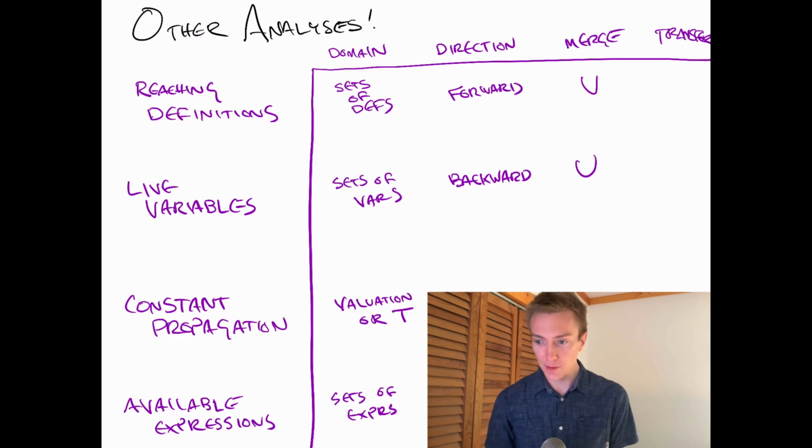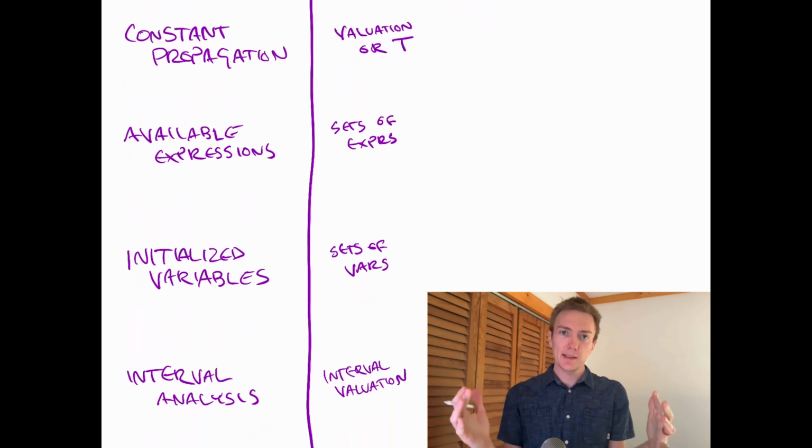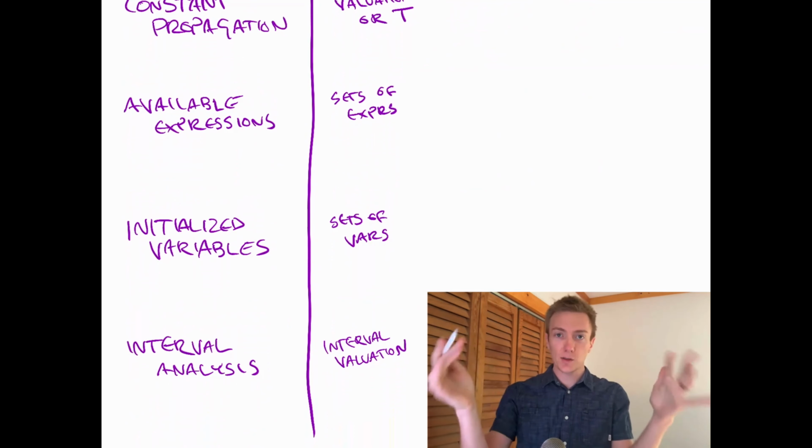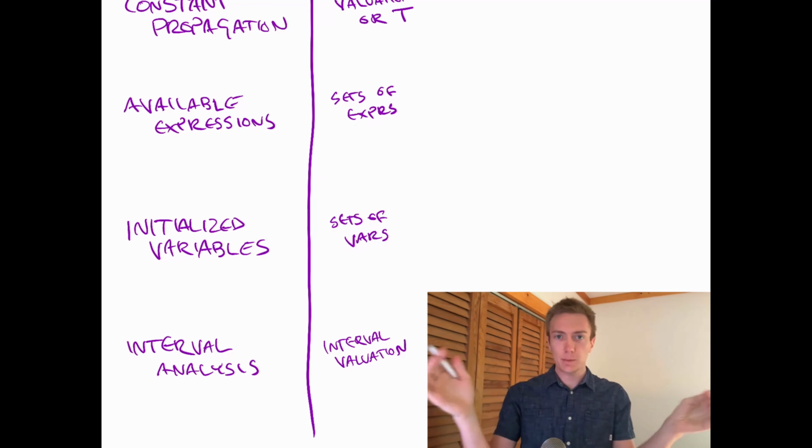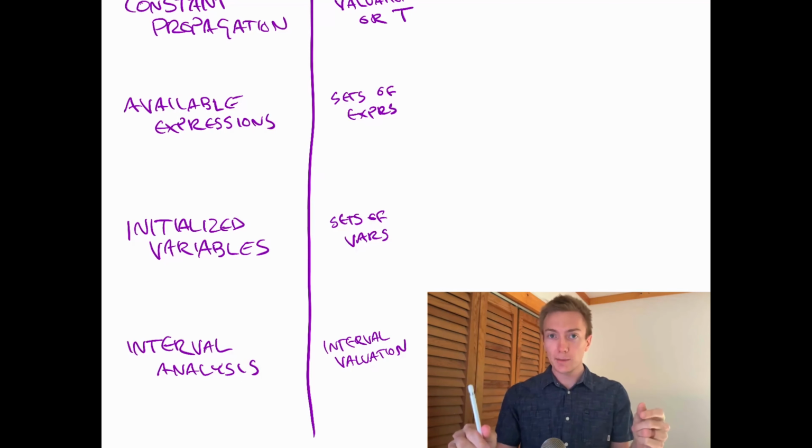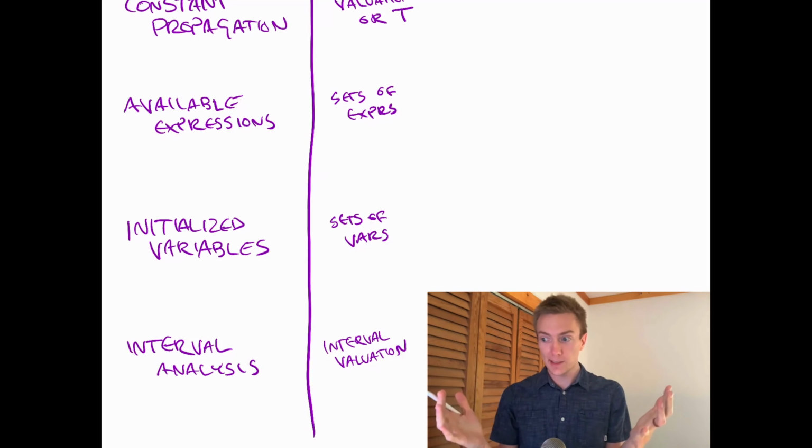Then initialized variables I included. It's not about optimization. You know, in Java, how it complains at you if you define a variable, say string s, and then later on you try to say s plus hello or something, it will complain at the point where you use a variable when it's not defined. This, of course, is a flow-sensitive property. It has to do with the control flow graph.